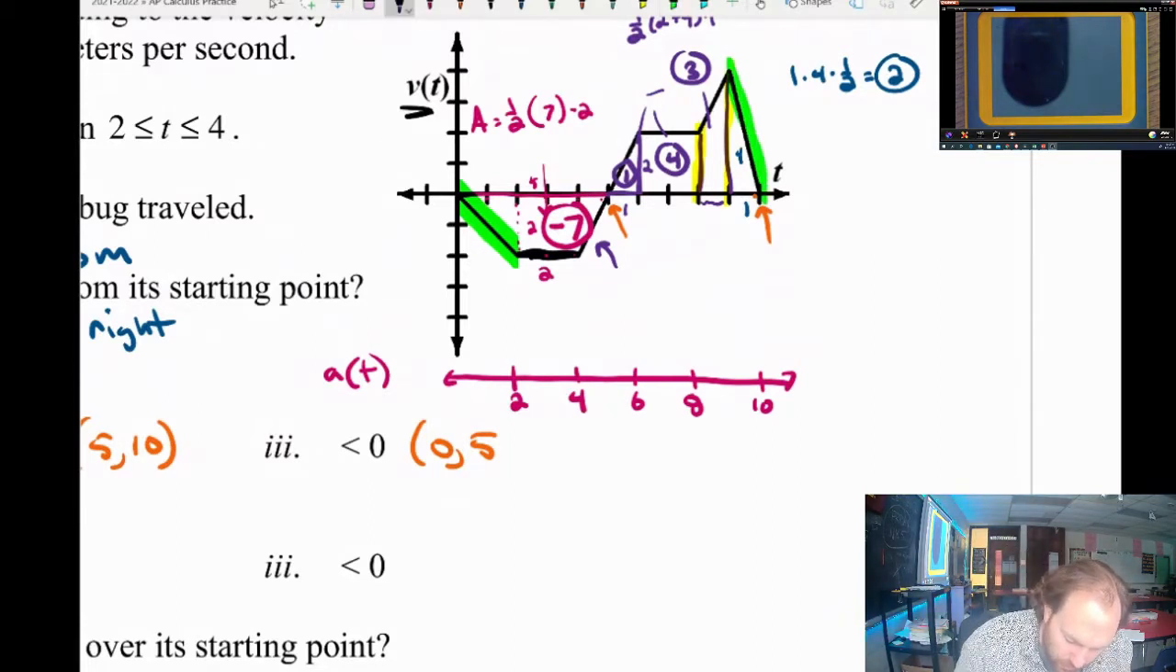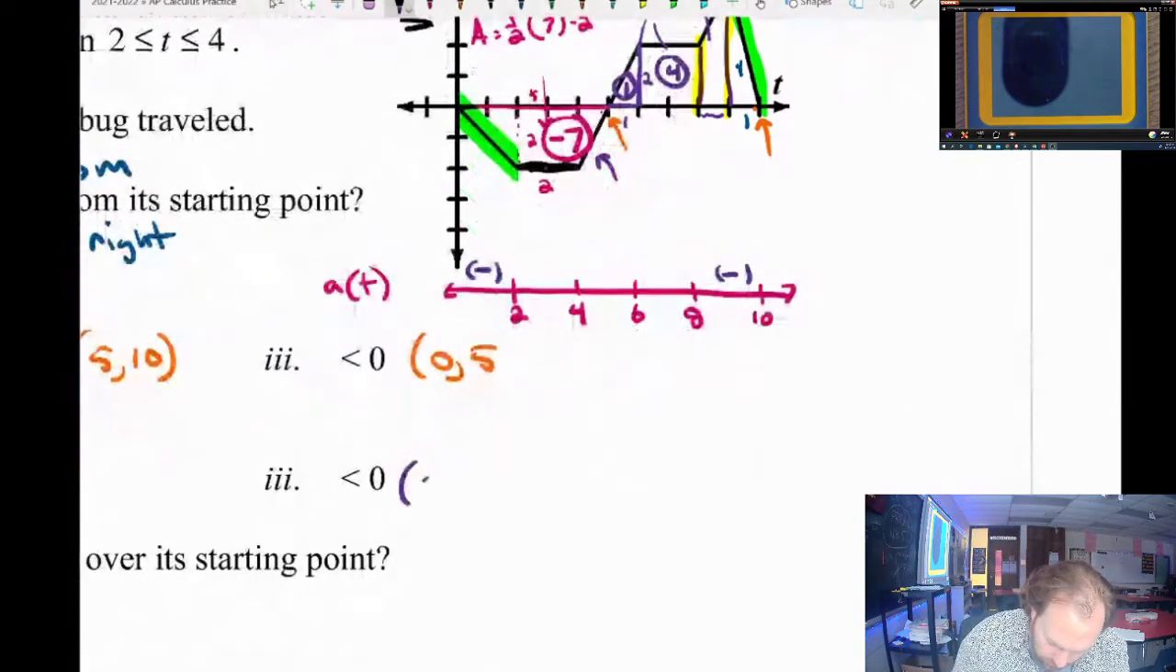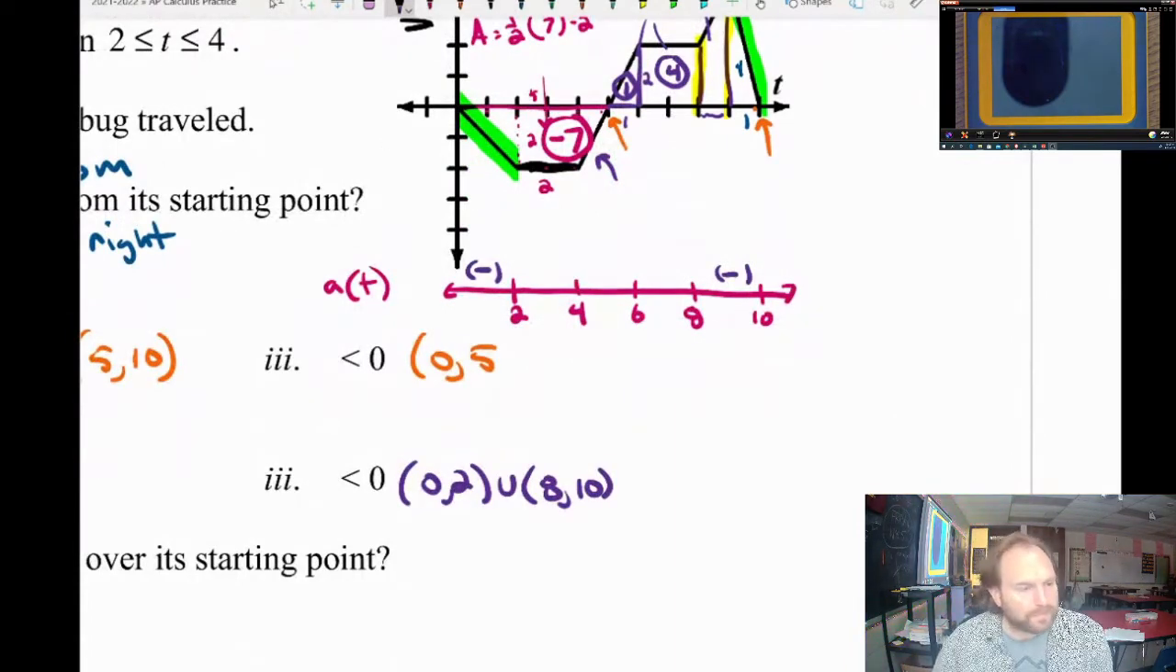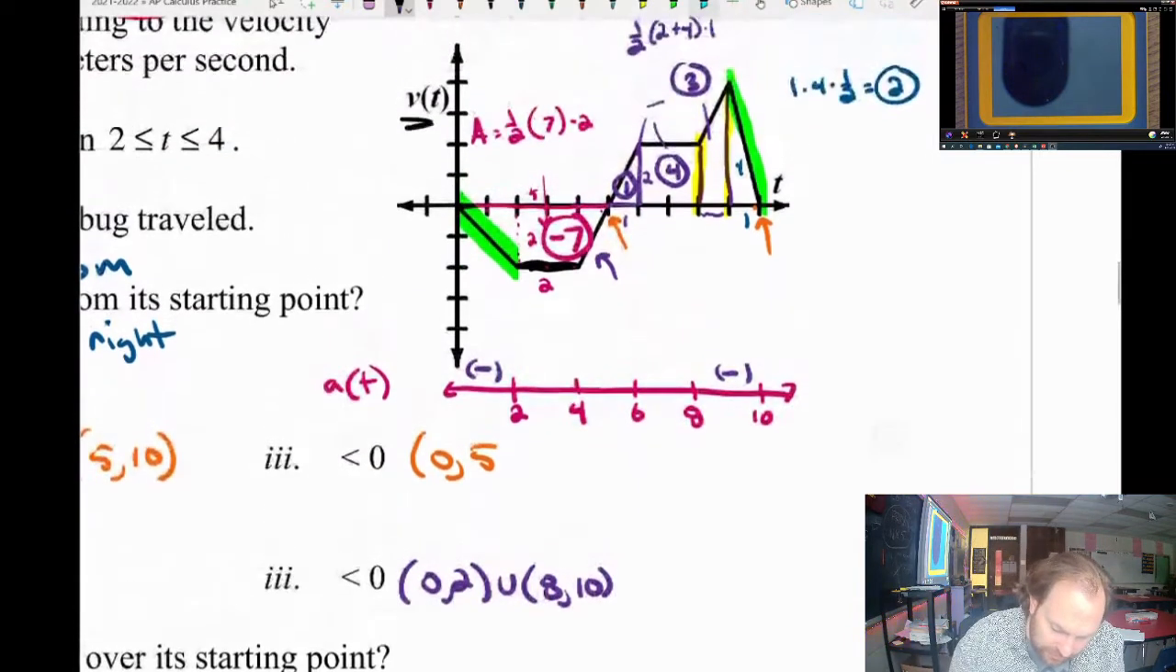So that means that our acceleration will be negative on that range and again from 8 to 10. From 0 to 2 and from 8 to 10. I'm going to go ahead and put those down right now. 0 to 2 and 8 to 10. Maybe put a union in between these like that. That's where it's negative. The next thing I see is it's staying 0.